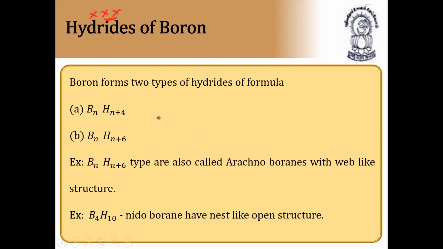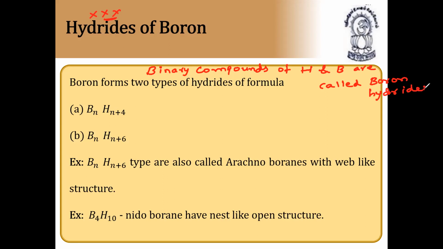The binary compounds of boron and hydrogen are known as boron hydrides. What are boron hydrides? The binary compounds of hydrogen and boron are called boron hydrides. So it contains only boron as well as hydrogen. That's why they are called boron hydrides.